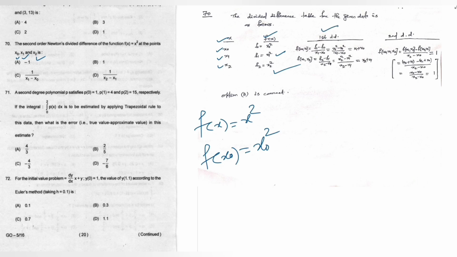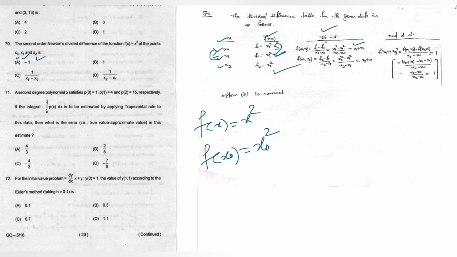Now we have to calculate the first order divided differences. So the first order divided difference using the data values x0, f0 and x1, f1, it is defined by f1 minus f0 by x1 minus x0. So f1 means here f of x1, which is x1 square, minus f0. That is x1 square minus x0 square, whole divided by x1 minus x0. So we get here x1 plus x0.